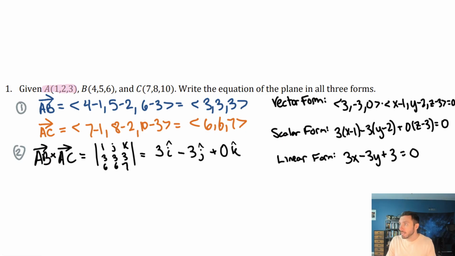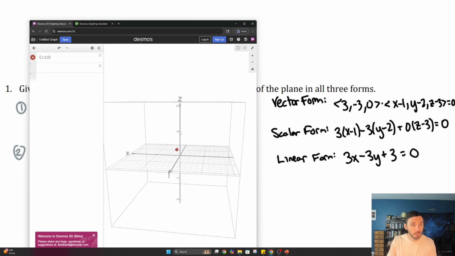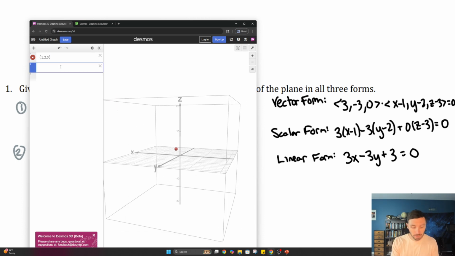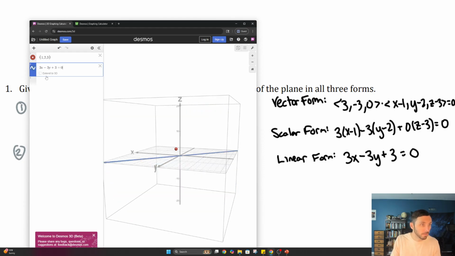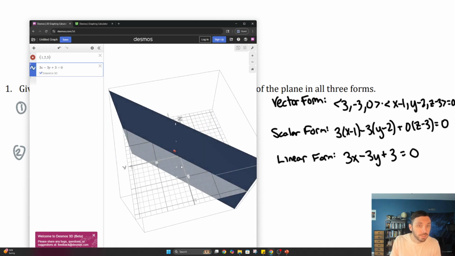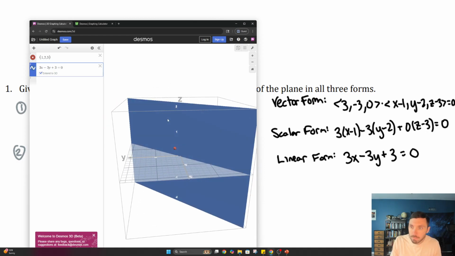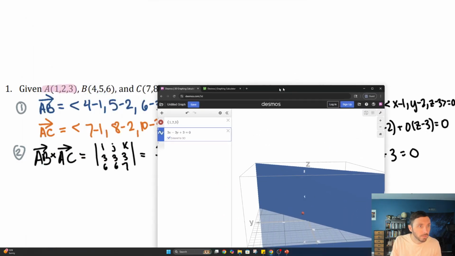Okay, and I just want to take a look at the graph. So I plotted 1, 2, 3. There it is. And if I were to graph 3x minus 3y plus 3 is equal to 0, extend it into space. Yeah, I guess it's just a totally vertical line.